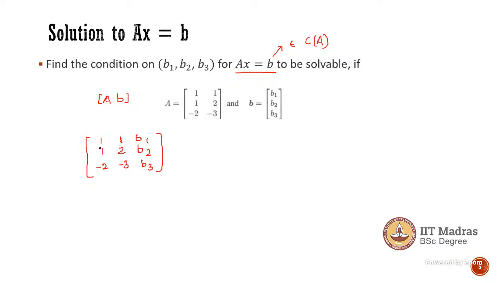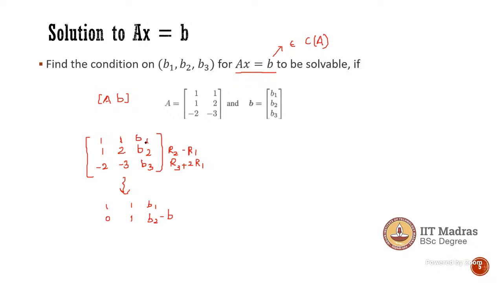You can identify that the first element is 1 here, so you make the other two elements below this 1 to be 0. This is simple: we can do R2 minus R1, and for R3, simply R3 plus 2R1. How will you reduce this form? The first row will remain the same. In the second row, 1 minus 1 is 0, 2 minus 1 is 1, and here you get B2 minus B1.